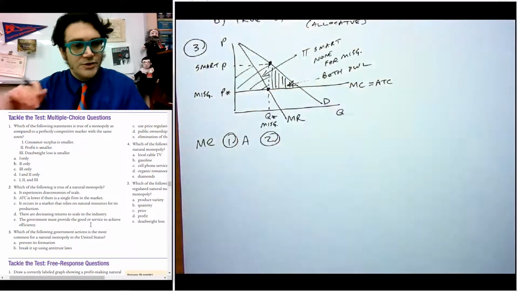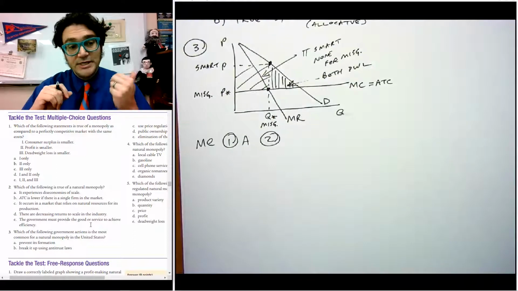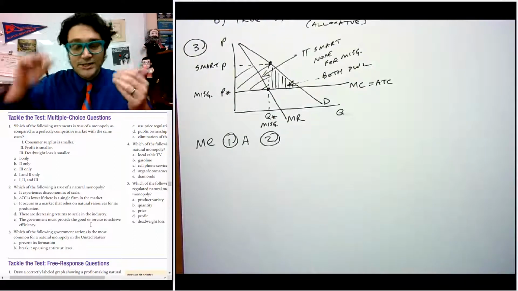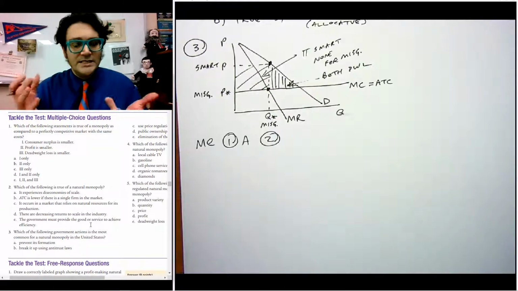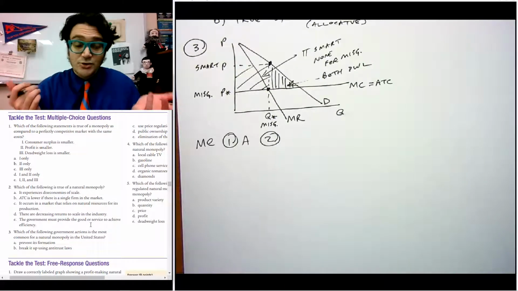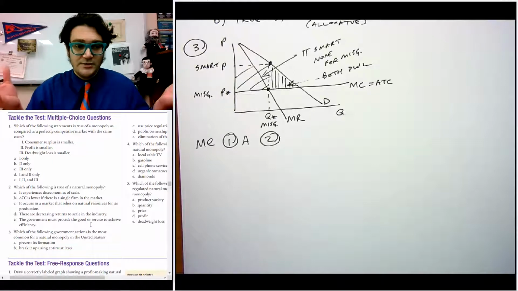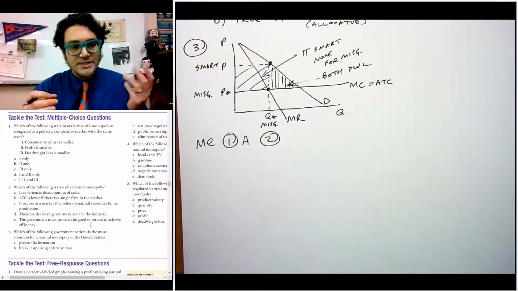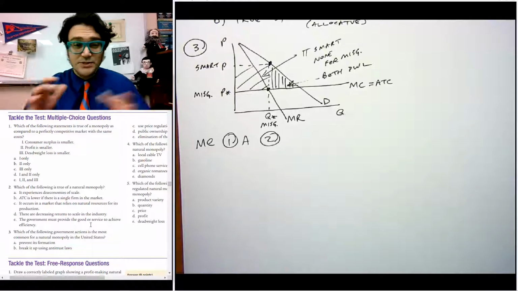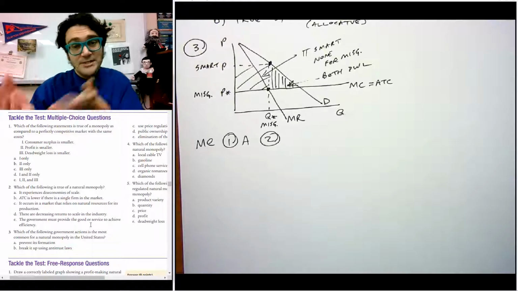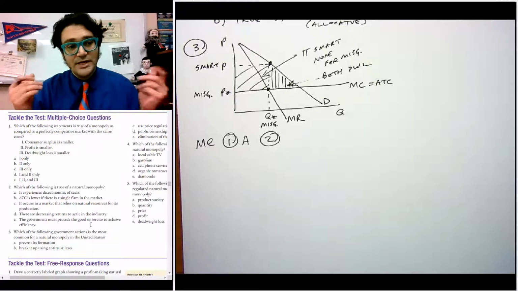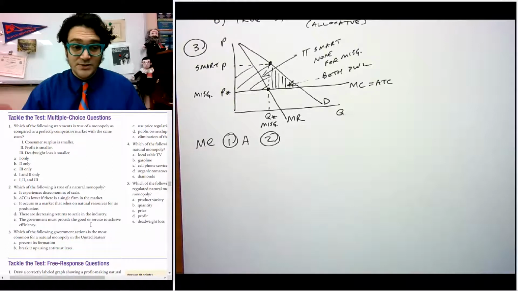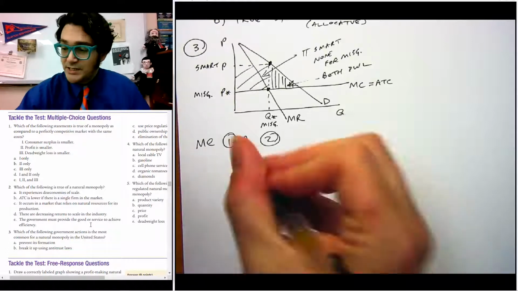Number two, which of the following is true of a natural monopoly? It experiences diseconomies of scale? No, because it's always in the downward sloping range. It always experiences economies of scale. ATC is lower if there's a single firm in the market. That is true of a natural monopoly, right? That's why they're called natural. C, it occurs in a market that relies on natural resources. No, because you can have natural monopolies that don't, like a cable company, which doesn't rely on natural resources. Decreasing returns to scale, that's the same answer as A, so we're going to rule that one out. And E, the government has to provide the good or service. That's also not true. So we know that B is the correct answer here.